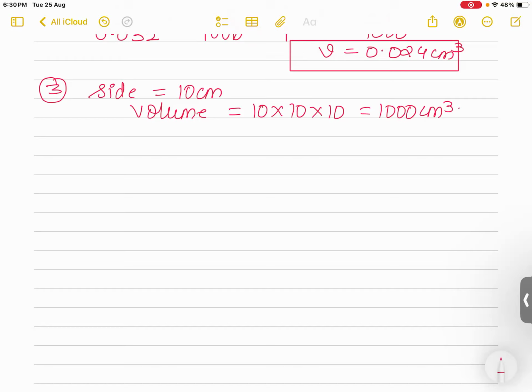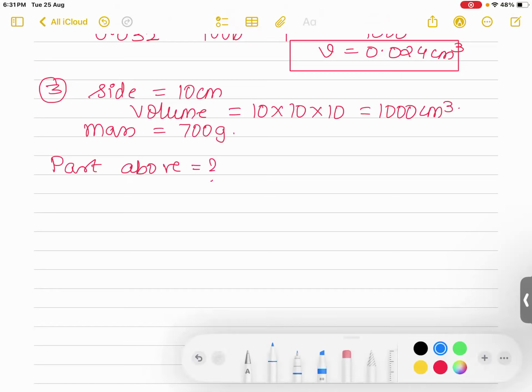They have instructed its mass is 700 grams. So the mass of wood is 700 grams. I need to find out what portion of it remains floating above the surface. So what part is above the surface I am supposed to find. So I will try to go with certain things which I already know.